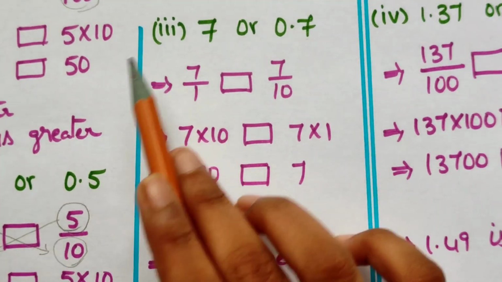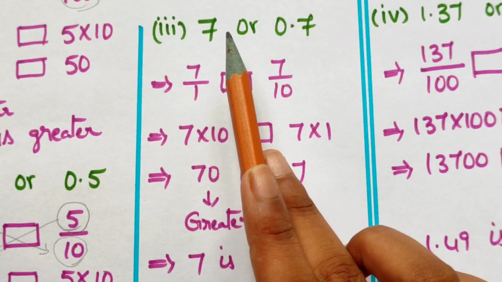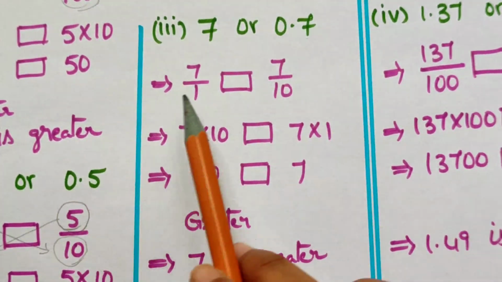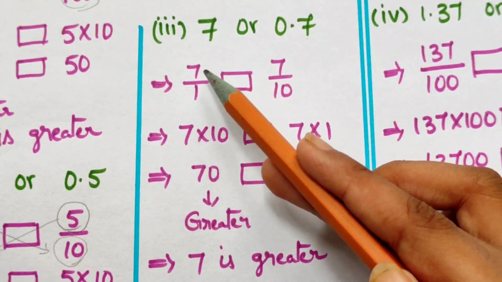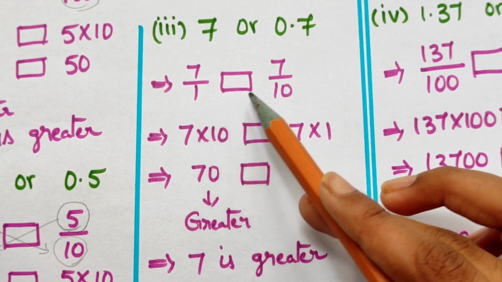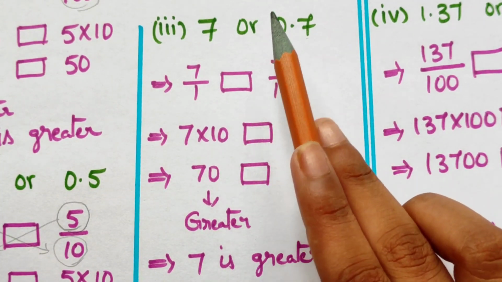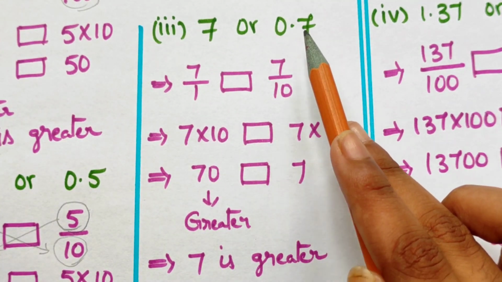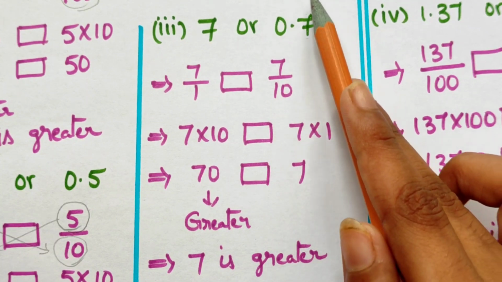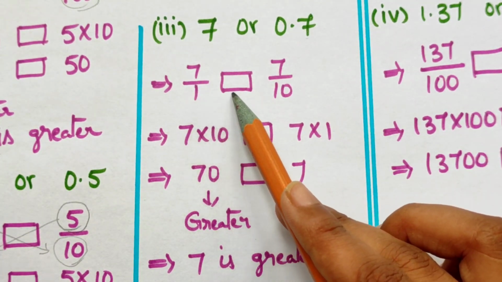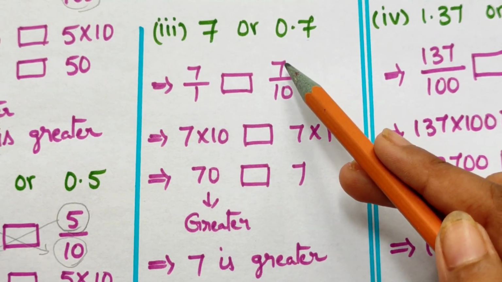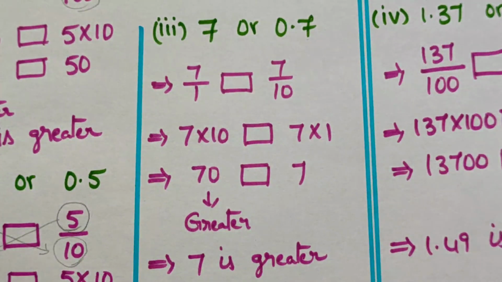Okay friends, now let us see the third bit. 7 or 0.7, which is greater? 7 can be written as 7 by 1. Let us maintain a blank here. Here it is 0.7, the decimal is 1 digit before 7, that means we have to put 10. So 7 by 1, a blank, and here it is 7 by 10.